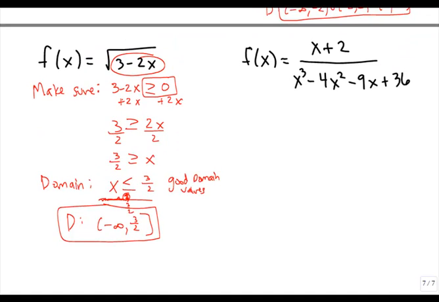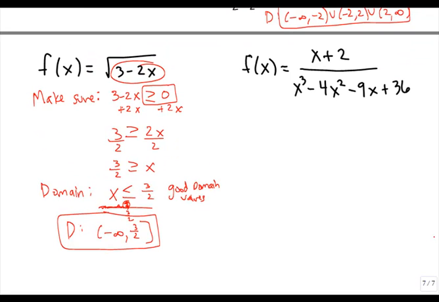Okay, the last one has a fraction again. There's no radical, so we don't have to worry about that, but it does have a fraction. So all we have to worry about with fractions is where the denominator might be equal to 0. So we have to find where the denominator equals 0. So basically we have to solve x cubed minus 4x squared minus 9x plus 36 equal to 0.